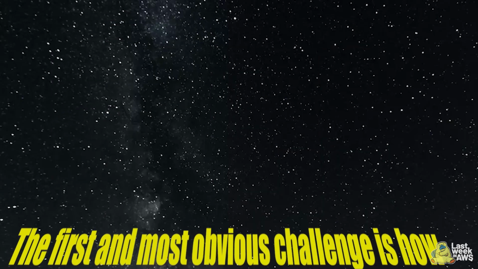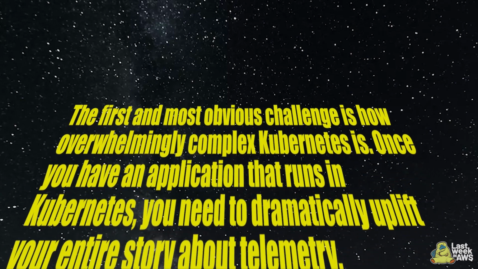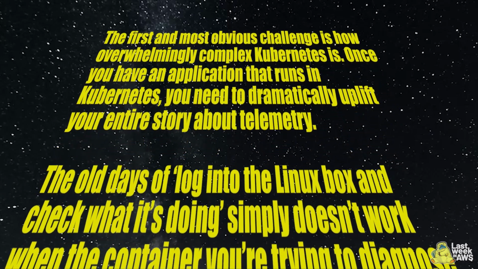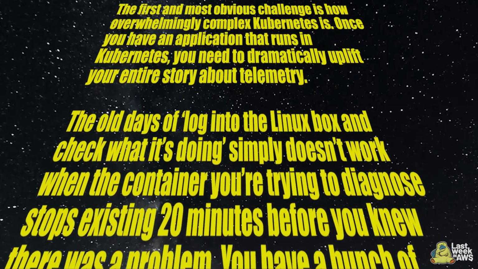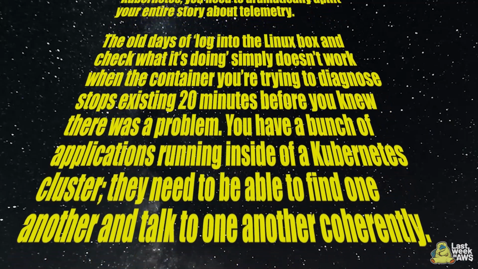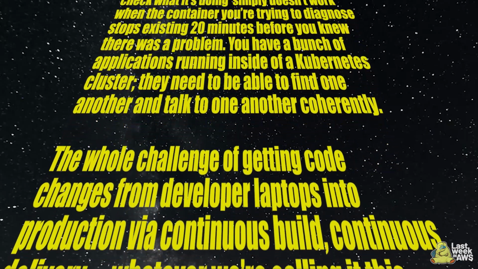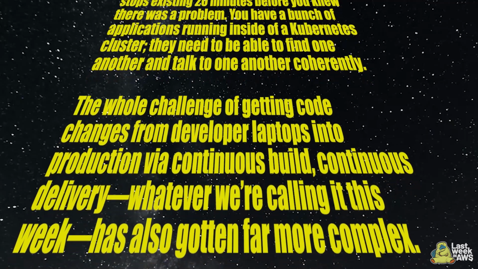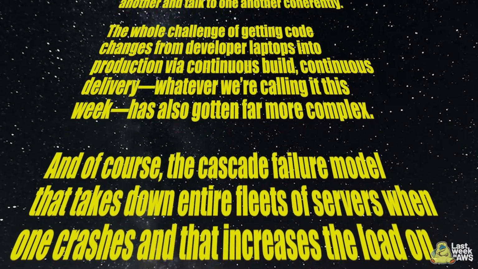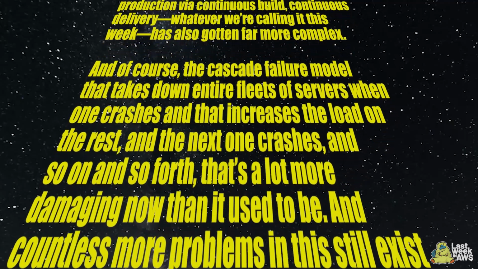The first and most obvious challenge is how overwhelmingly complex Kubernetes is. Once you have an application that runs in Kubernetes, you need to dramatically uplift your entire story about telemetry. The old days of log into the Linux box and check what it's doing simply doesn't work when the container you're trying to diagnose stopped existing 20 minutes before you knew there was a problem. You have a bunch of applications running inside of a Kubernetes cluster, they need to be able to find one another and talk to one another coherently. The whole challenge of getting code changes from developer laptops into production via continuous build, continuous delivery, whatever we're calling it this week, has also gotten far more complex.